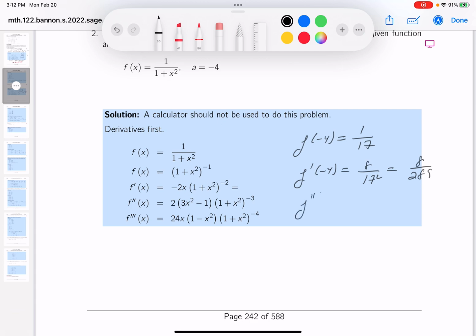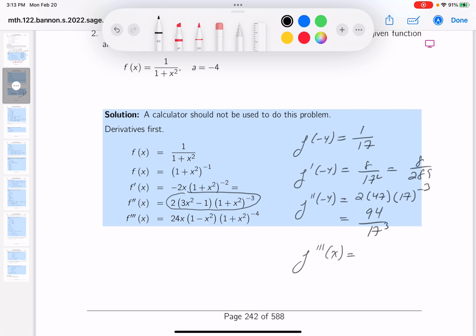And then f double prime of minus 4. That's right over here, by the way. It's much more difficult, isn't it? Let's write this down, 2. And then you get, let's see, minus 4 squared is 16. 3 times 16 is 48, minus 1 is 47. And then you get the 17 to the minus 3. I'm going to write that down for you. That's going to be 94 over 17 cubed. All right, let's do f triple prime.